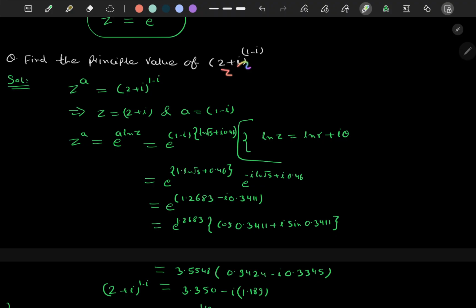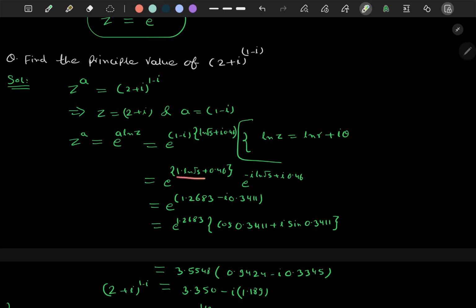So it is z and its power is a, so z to power a, okay, and a is like this. So z raised to the power a is e raised to the power a ln z. Okay, and what is ln z? ln z equal to half ln of x square plus y square, plus iota theta. ln z equal to ln r plus iota theta.